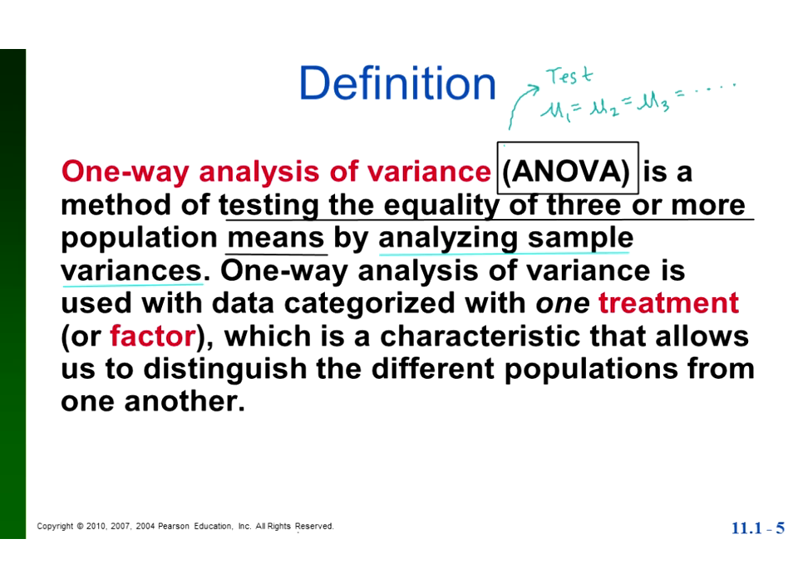Okay, let me get my pointer. So a one-way analysis of variance, which is what we're doing, is going to be used with data categorized with one treatment, which is then a factor. And this is just a characteristic that allows us to distinguish the different populations from one another. All right, so I'm going to give you an example of that.